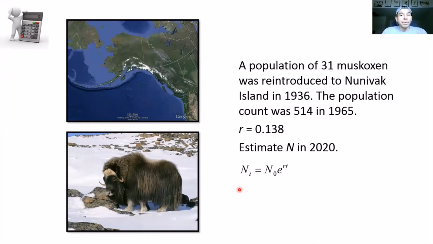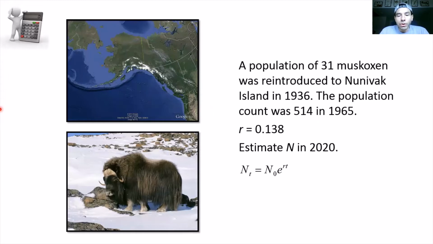So there was a population of 31 musk oxen that was reintroduced to Nunivak Island, which is an island here off the coast of Alaska, and that occurred in 1936. This is a true story. A couple of decades later, the official population count was 514. So population ecologists can calculate the rate of increase R, and they calculated it to be 0.138.